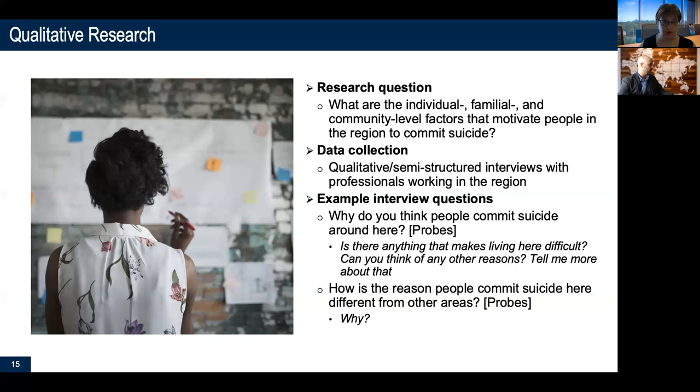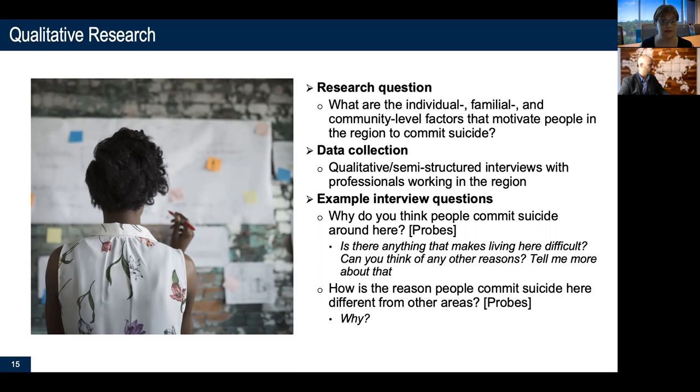To our knowledge, we didn't have the data available to answer our research question. That's why we knew we had to develop a data collection tool that would provide the information that we need. So we decided to develop qualitative, semi-structured interviews with professionals working in the region.